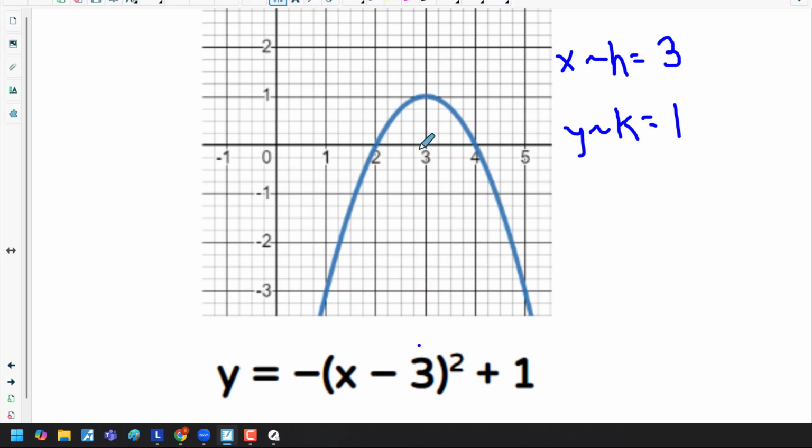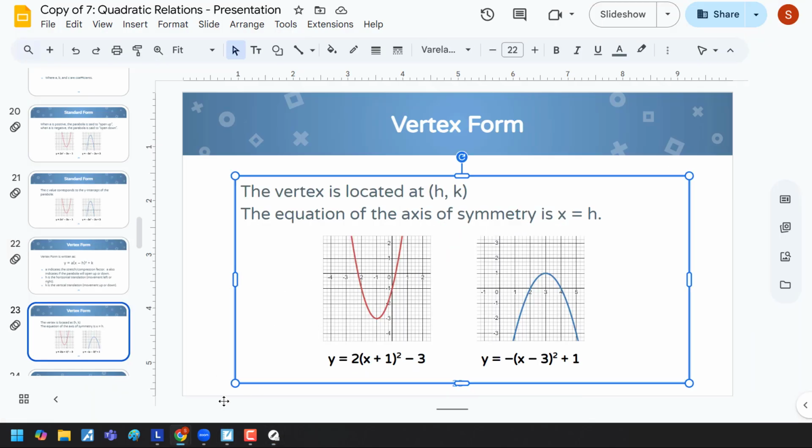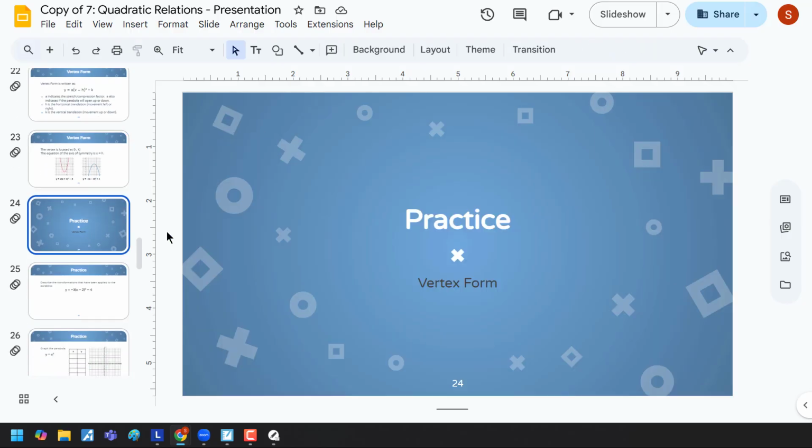So if x is 3, that's over here. If k is 1, that's over here. If I make a point, it's going to be exactly here. That's where the vertex is. So this is why this is called the vertex form, because it gives you the exact coordinates of the vertex. And we take note that a is negative, meaning it's facing down, or it's opening down. So that's vertex form.